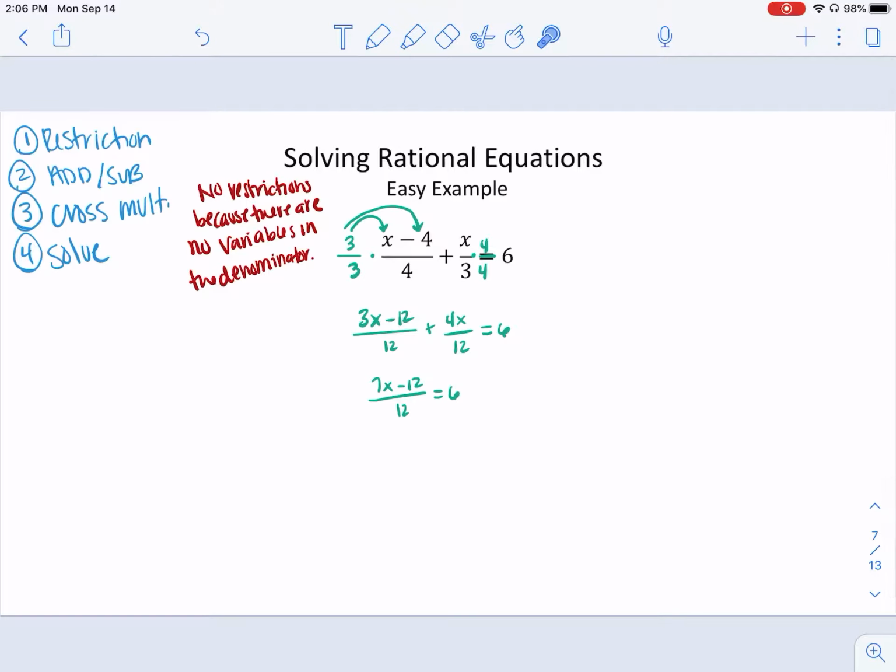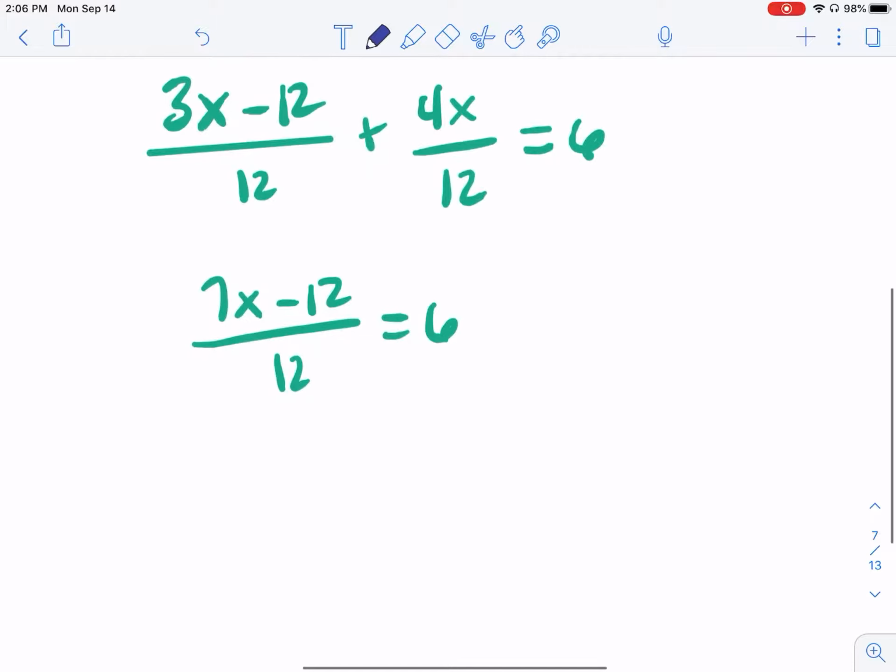So we go back. I told you I'm going to use different colors. Step 1 was red. I add and subtract in this greenish color. Now I'm ready to cross multiply. Cross multiplying, remember, just means taking whatever denominators you have up to the other side.